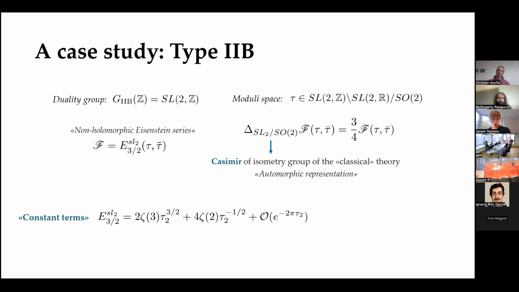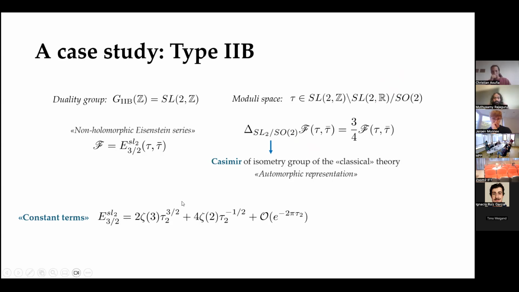There is a nice interpretation of this eigenvalue equation in group theoretic terms, by noticing that the Laplacian is nothing but the Casimir of the isometry group of the classical theory. What I mean is simply that if you compute the Lie algebra element of SL2R, and you compute the Casimir, and you check how it acts on this space, it acts precisely by the Laplacian.